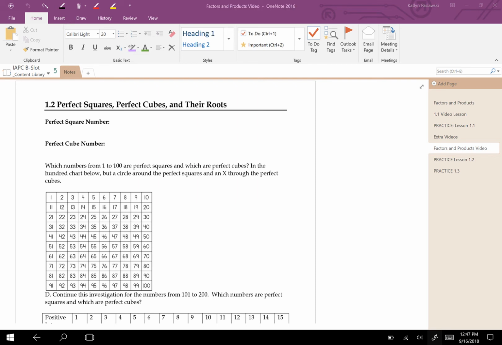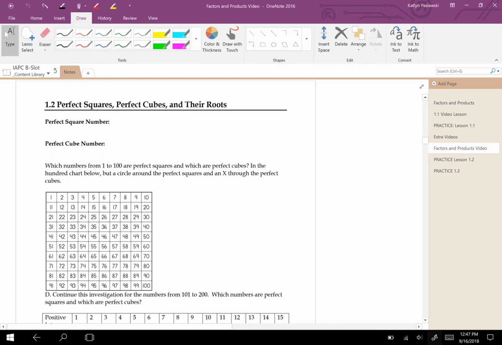Hello and welcome to lesson 1.2, perfect squares, perfect cubes, and their roots. So we're going to start off with some definitions.